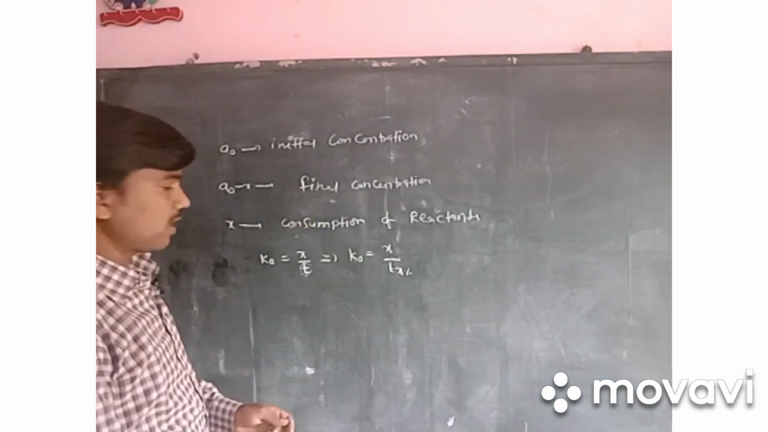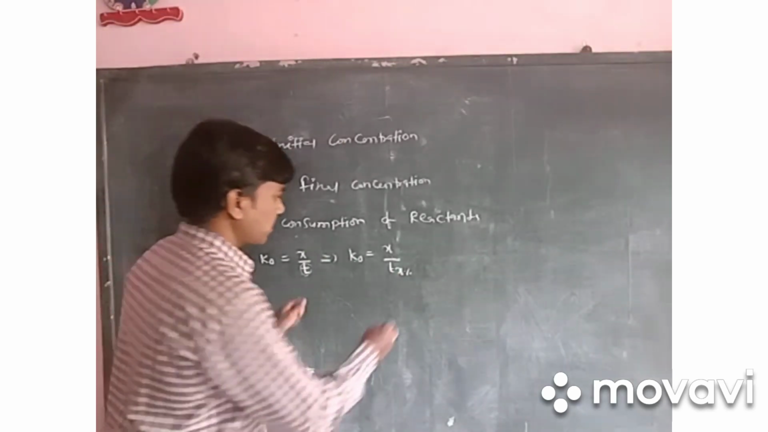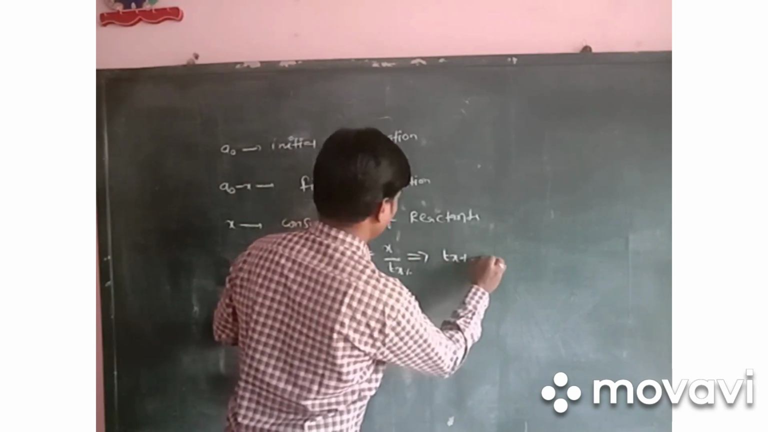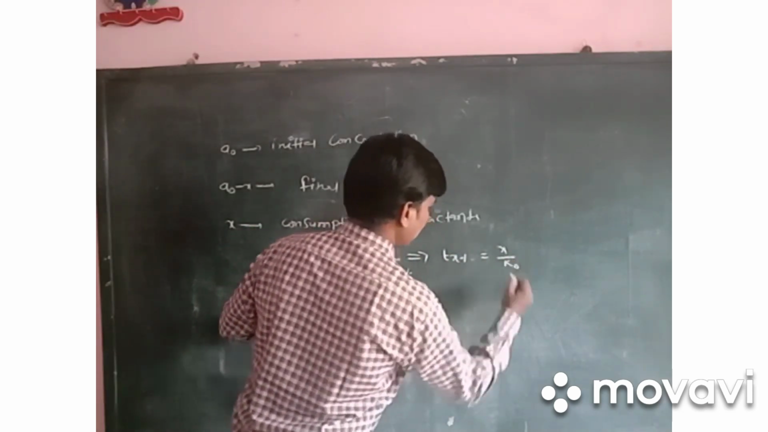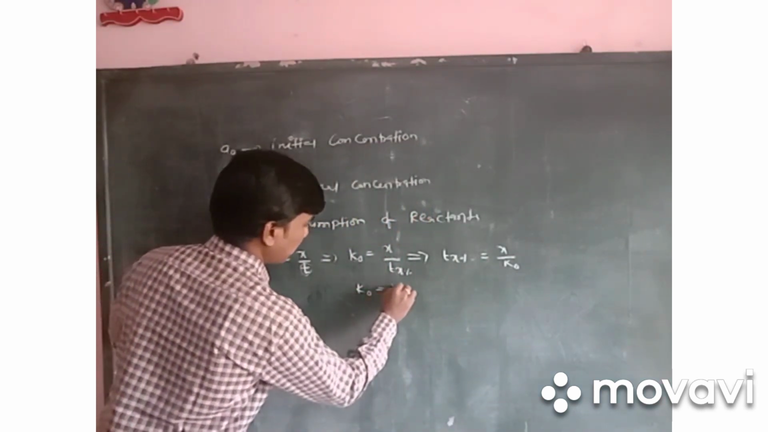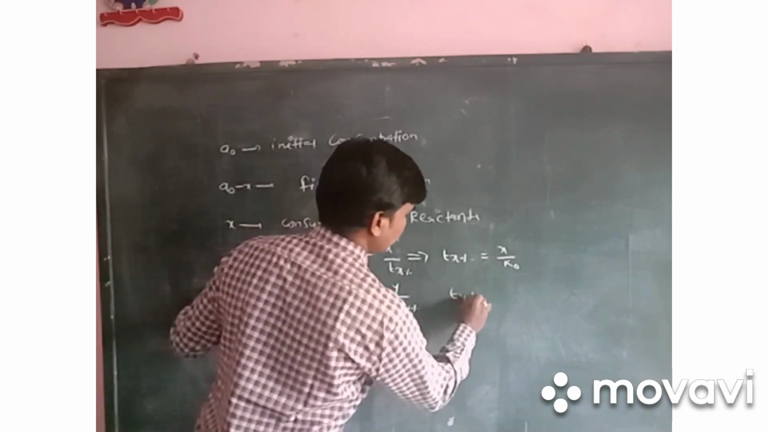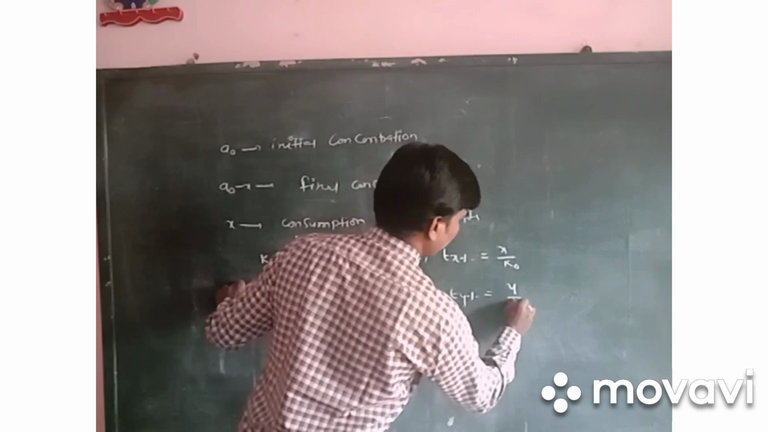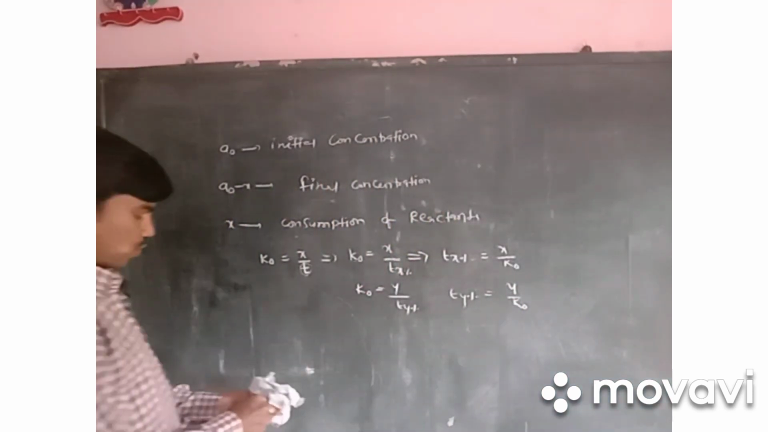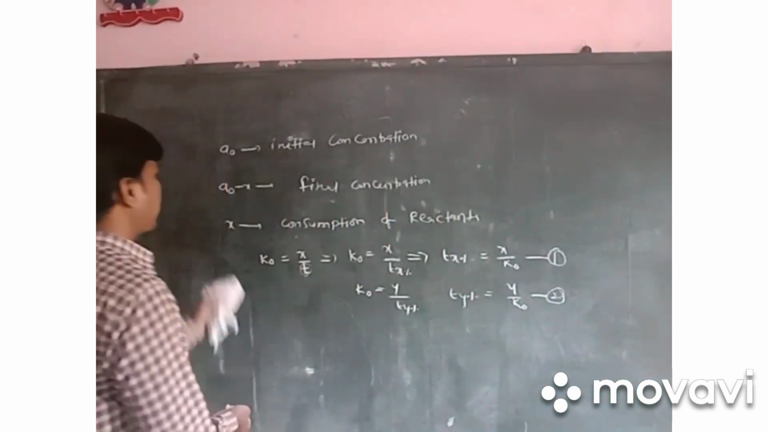So k naught is equal to x by t x percentage. What does it mean? With respect to this time, x percent is consumed. So t x percentage is equal to what? x by k naught. Now I am taking y percentage. So k naught is equal to y by t y percentage. Then t y percentage is equal to y by k naught. Now the relation between equation 1 and equation 2, right?